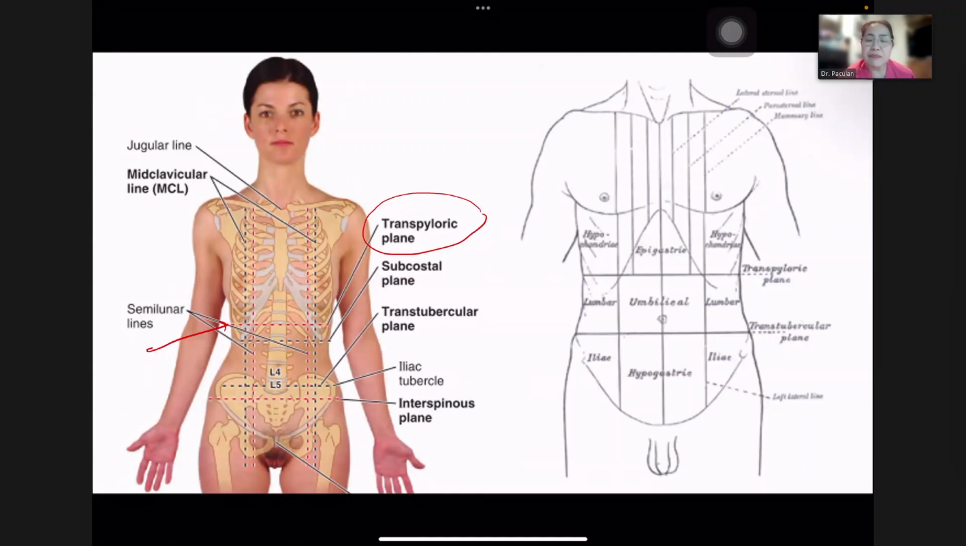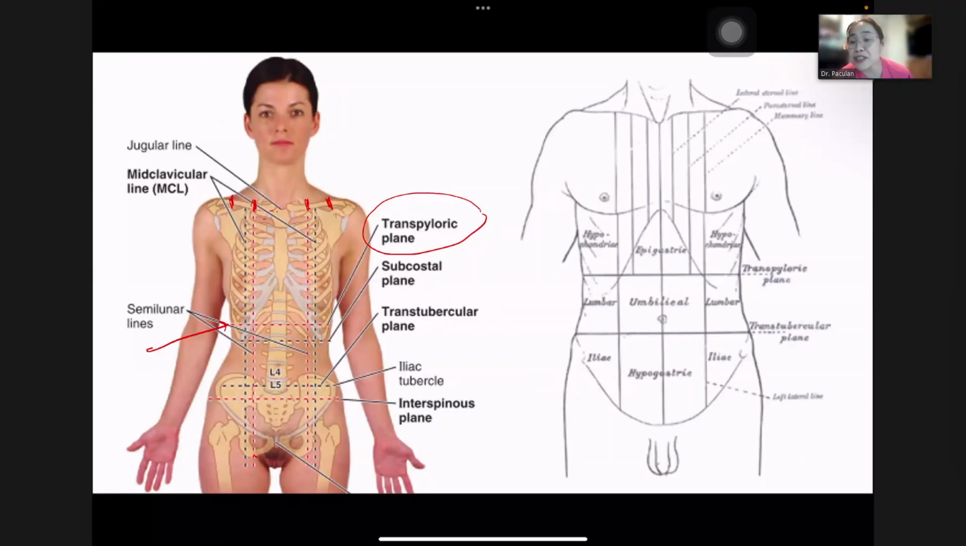The transpyloric plane is one-third of the way from the jugular notch to the symphysis pubis. So one-third of the jugular line. Can you see my annotations? Yes, so that's one-third from the clavicle down to your symphysis pubis.